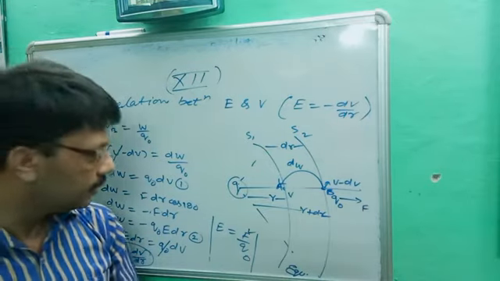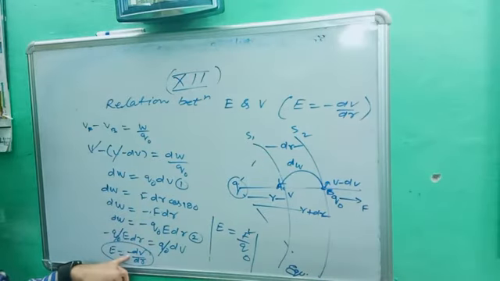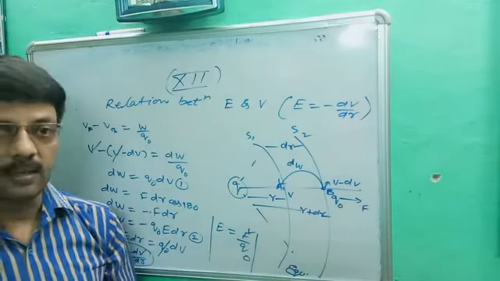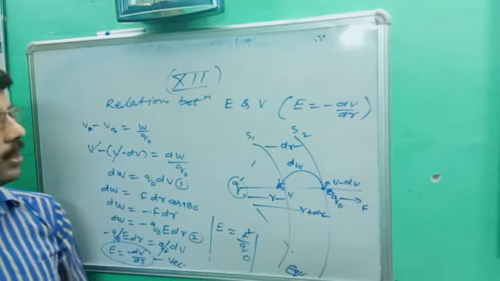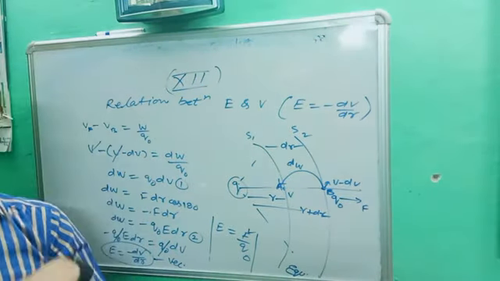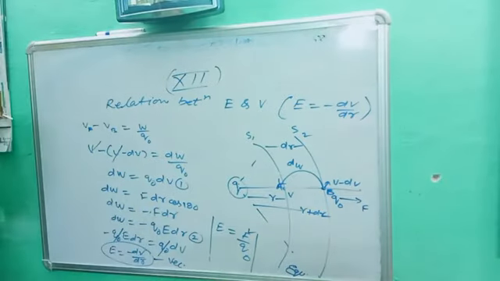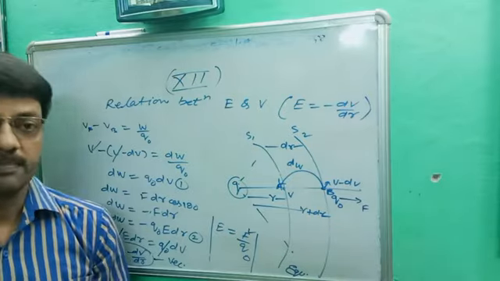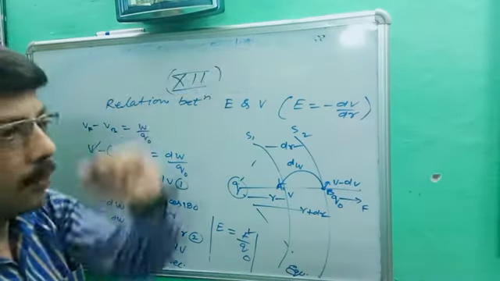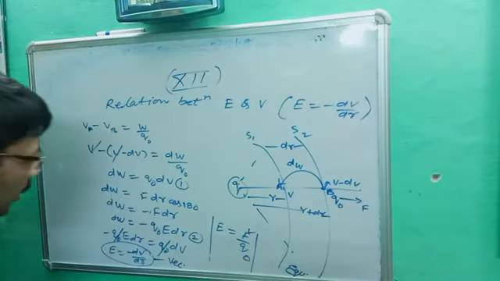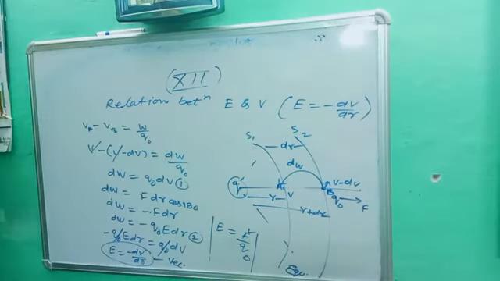Note down all points. E is equal to minus dV upon dr, where dV upon dr is called potential gradient, and it is a vector quantity. Note down, it is a vector quantity. Potential is a scalar quantity, while potential gradient is a vector quantity, because potential gradient is equal to the electric field. That's why it is a vector quantity. This is a very important topic, the relation between electric field and potential, and you can do many numericals based on this.